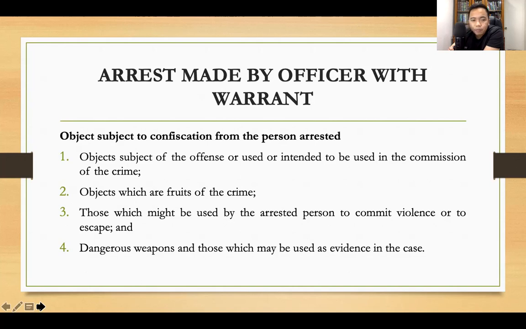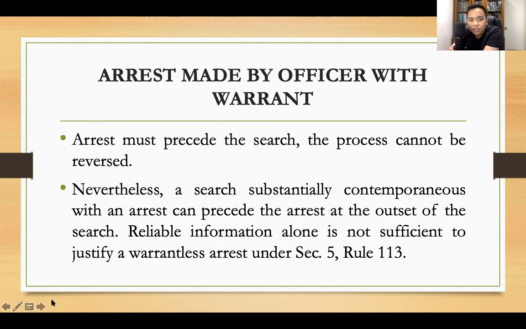Okay. Those which might be used by the arrested person to commit violence or to escape, such as firearms and dangerous weapons, and those which may be used as evidence in the case. Okay.